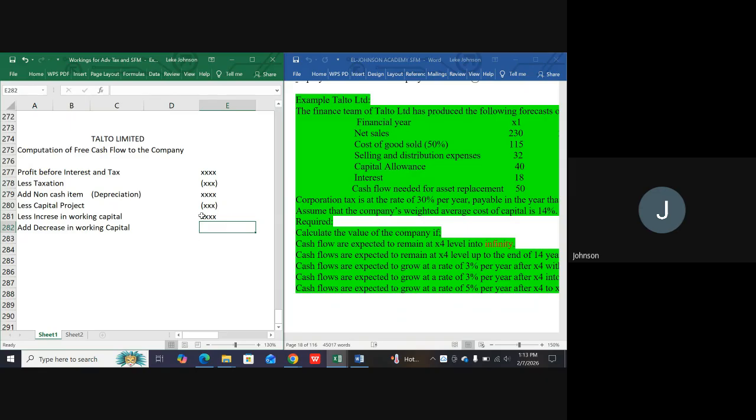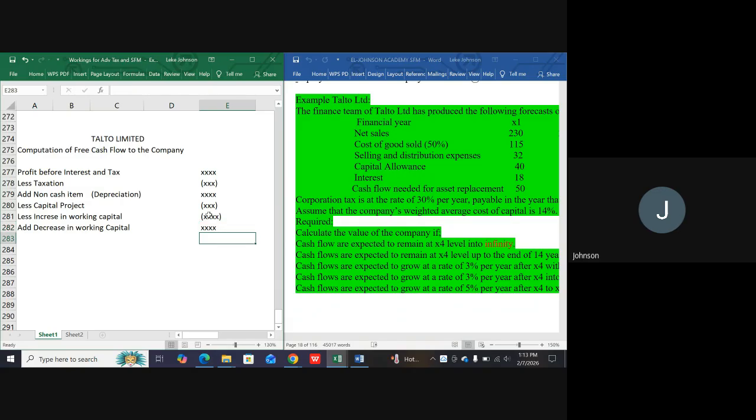So this is going to be deducted. So I'm putting this one in bracket. I'll put this one in bracket. So I'll put this one in bracket. Yeah, this is going to be deducted. Whereas any decrease is going to be added, right? So we're adding this one. Okay, so that's how we're able to arrive at that.